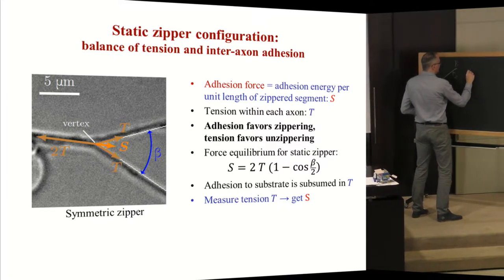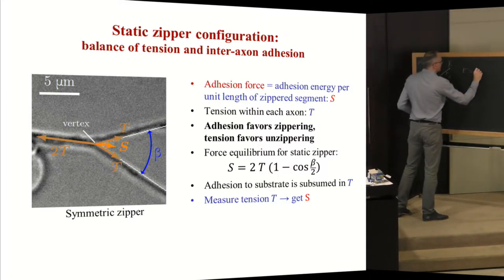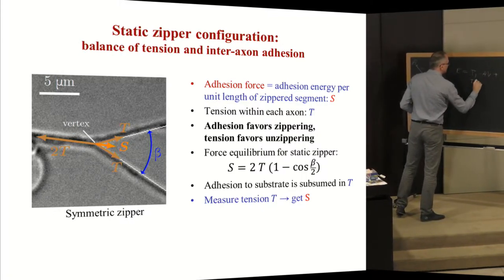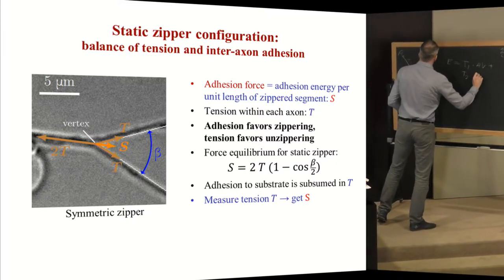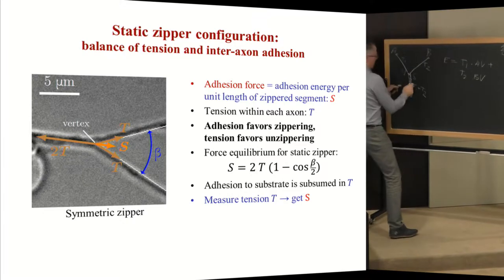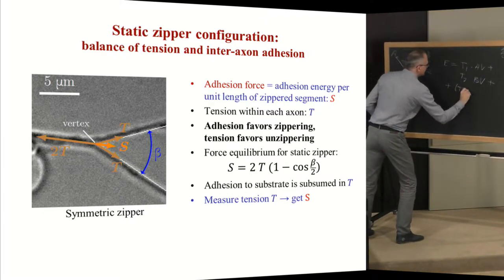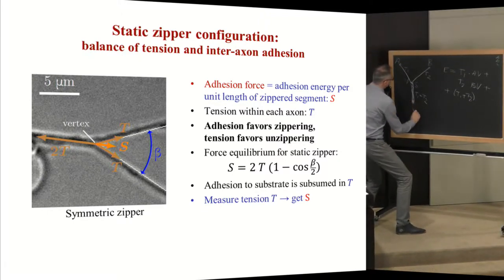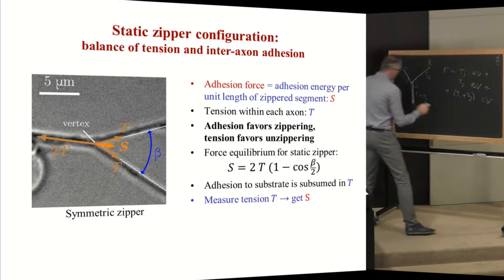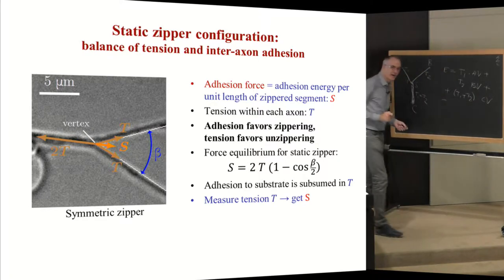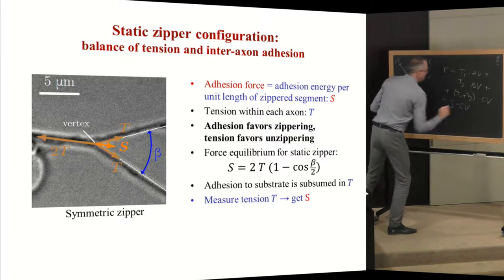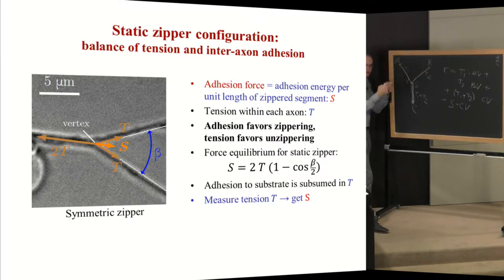is then equal to tension 1 times the length of the segment, AV, plus tension 2 times the length of this segment, BV, okay, plus T1 plus T2 times this length, so that's CV, okay, and minus S times the length of the adhered segment, CV, okay? Yeah, so increasing length, if I have tension, costs me energy, but if I adhere, I lower energy.